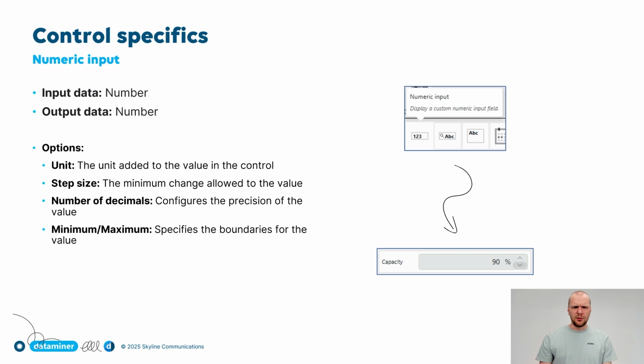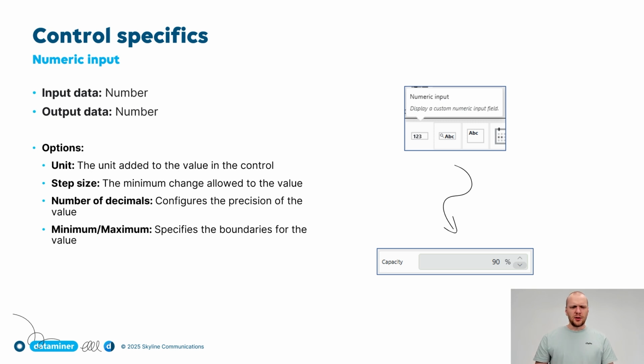Then we have a numeric input. The numeric input inputs and outputs a number. Easy. But then we have four options that are specific to numbers. First of all, the unit. The unit can be quite important if the user needs to fill in a bit rate. Is it in kilobits or megabits? That's important to know. So adding a unit can give some context to the user.